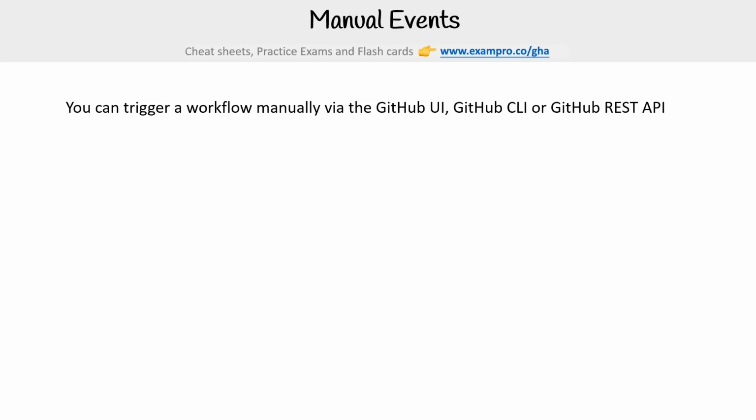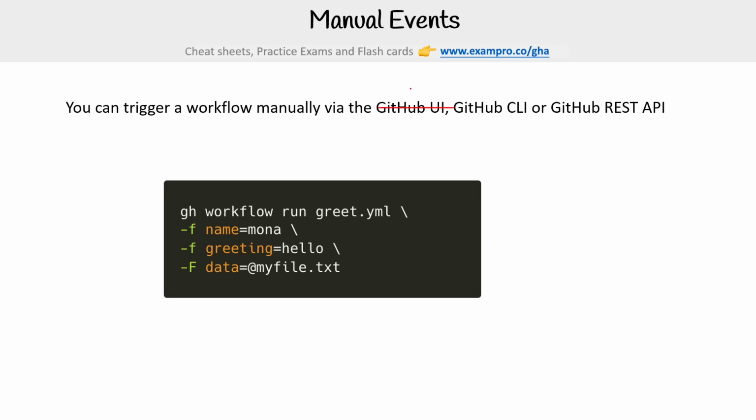Hey, this is Andrew Brown, and we are taking a look at manual events. So you can trigger a workflow manually via the GitHub UI, GitHub CLI, or Git REST API. For the GitHub UI, I didn't necessarily find a way to do that, so I'm not 100% certain if that really is the case, but the doc suggested that we could.